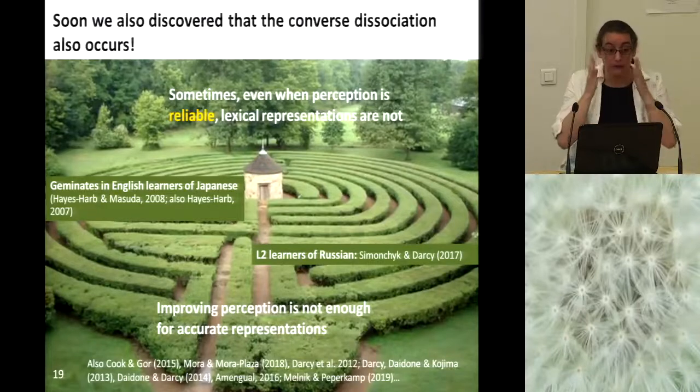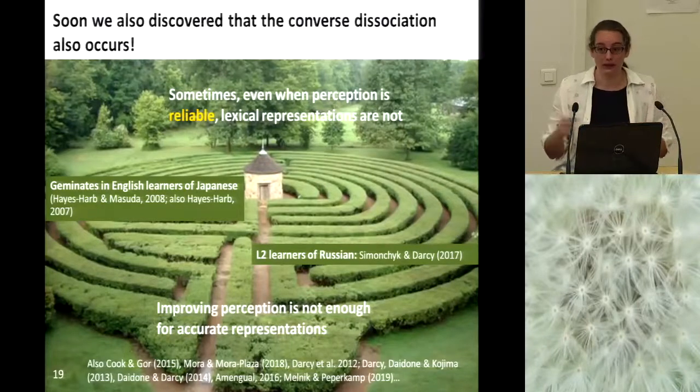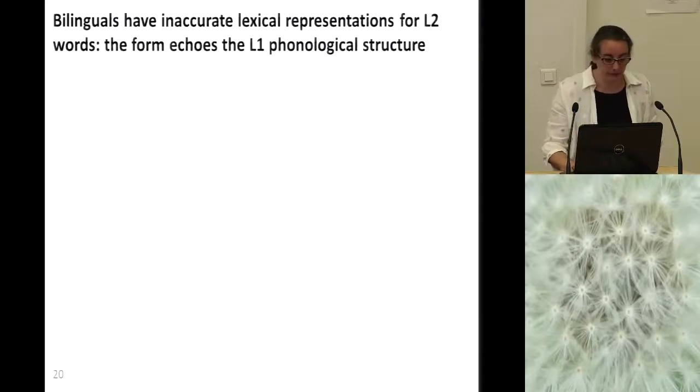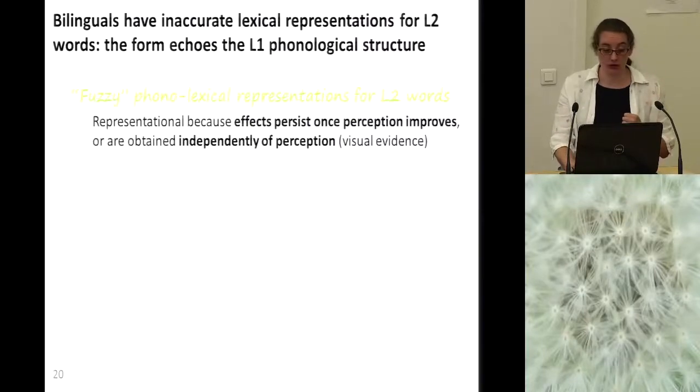And it definitely doesn't seem to be just like in L1, in first language, right? Improving perception may not be enough for accurate representations. So we're still figuring this out. And so, so far, a summary of what we know is that bilinguals have inaccurate or imprecise representations for L2 words. And the form seems to echo the first language phonological structure, right?